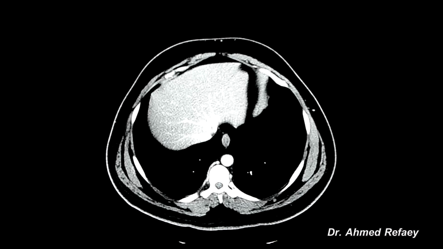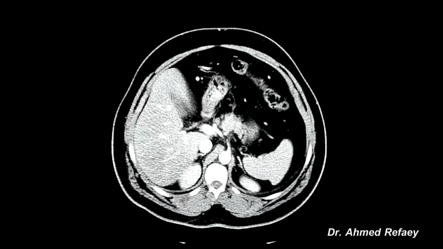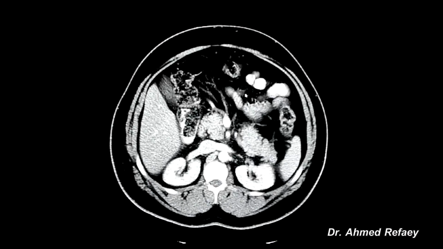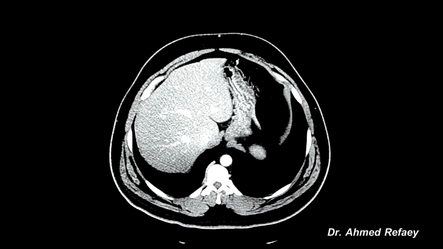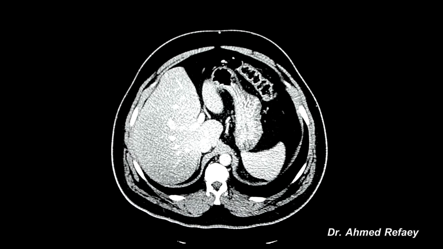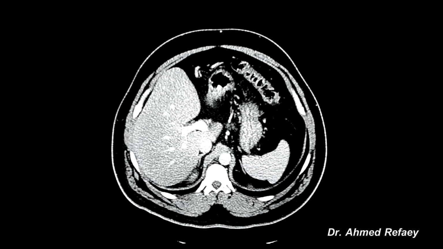These are selected cuts from the abdominal CT with intravenous and oral contrast administration. Starting from the upper cuts, this is the liver located in the right hypochondrium. This is the spleen here. This one is the stomach. This is the fundus of the stomach, the most posterior part of the stomach. This is part of the transverse colon.